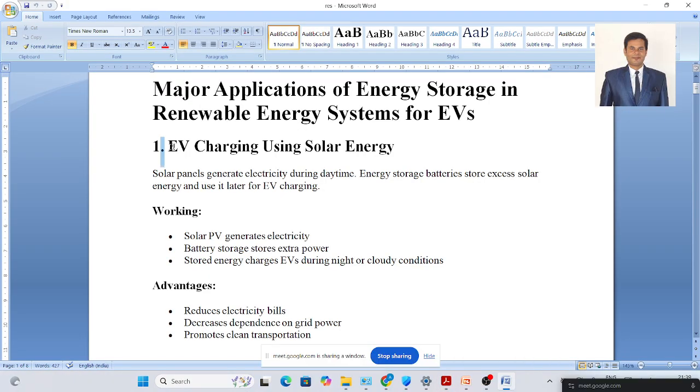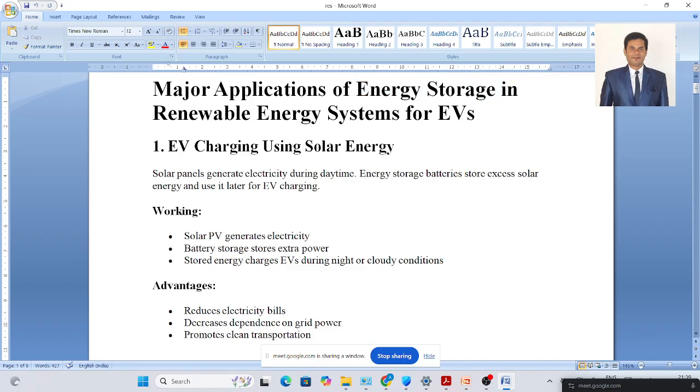EV charging is also very, very important, EV charging using solar energy, right? Nowadays people are using EV vehicles, and to charge their vehicles they are using solar PV modules, right? Solar panels generate the energy during the daytime, and the energy will be stored in the batteries, right, to store the excess energy that can be used for EV charging also. So from the solar panel only we generate the electricity and it is stored in the batteries, and the excess power can be used for charging during the night time and during cloudy conditions, right? So this is one of the applications for energy storage.